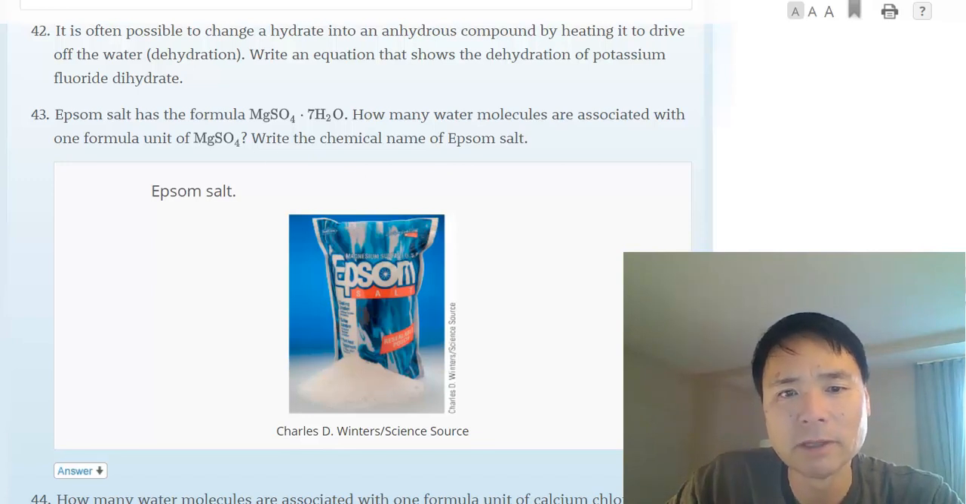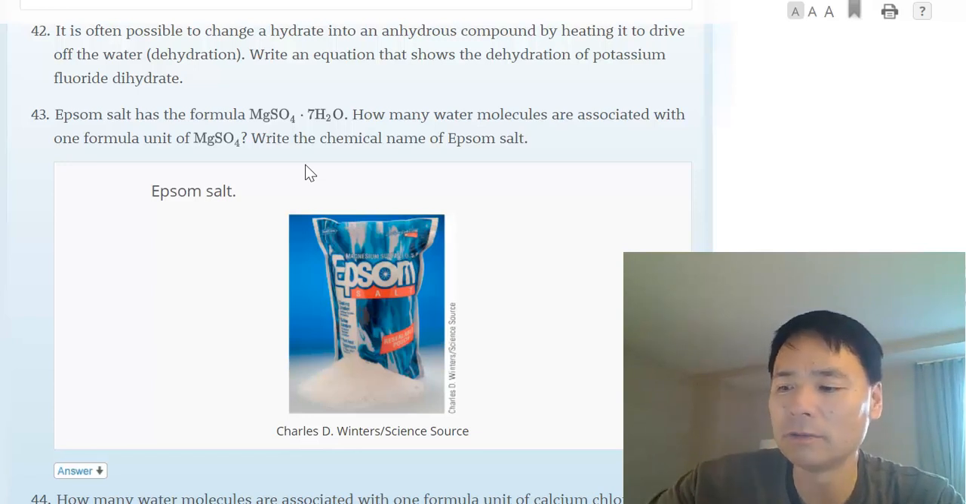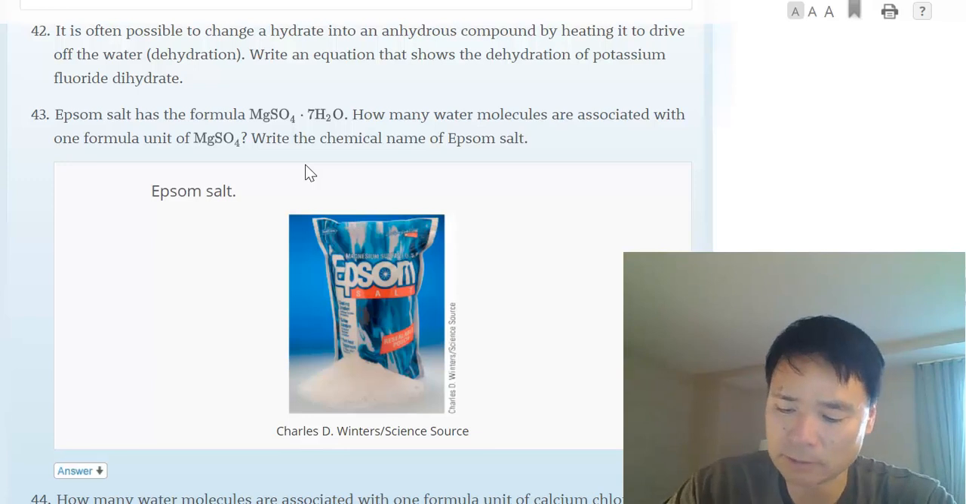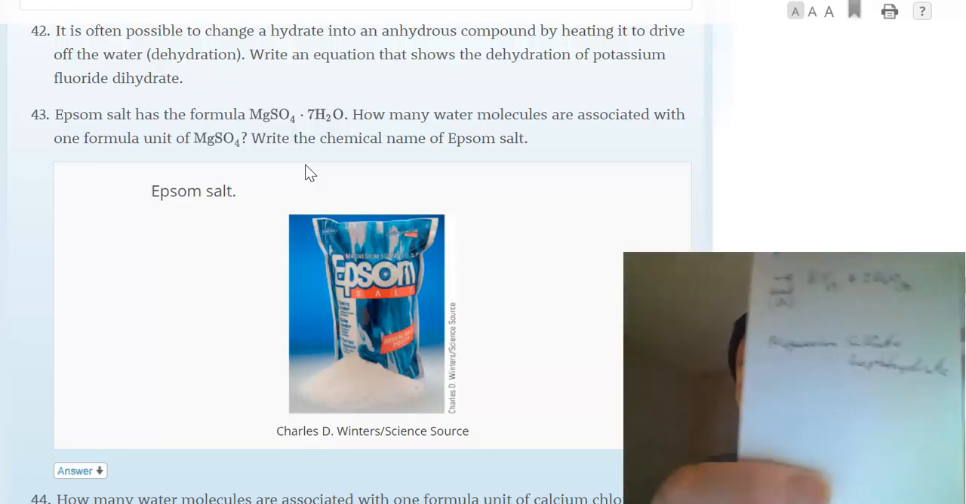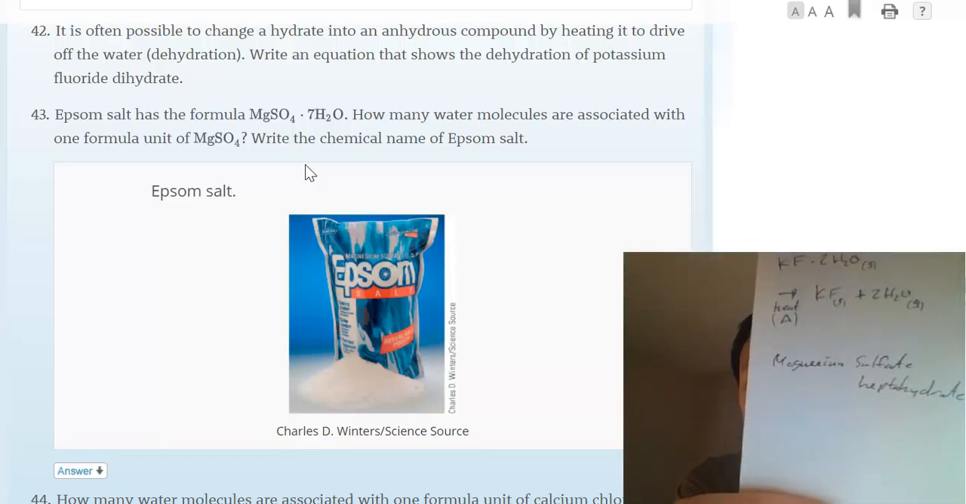Epsom salt is magnesium sulfate dot 7-hydrate. So you would write out just magnesium sulfate, and then for the 7 you could use heptahydrate if you want, or just 7-hydrate. Magnesium sulfate heptahydrate would be it.